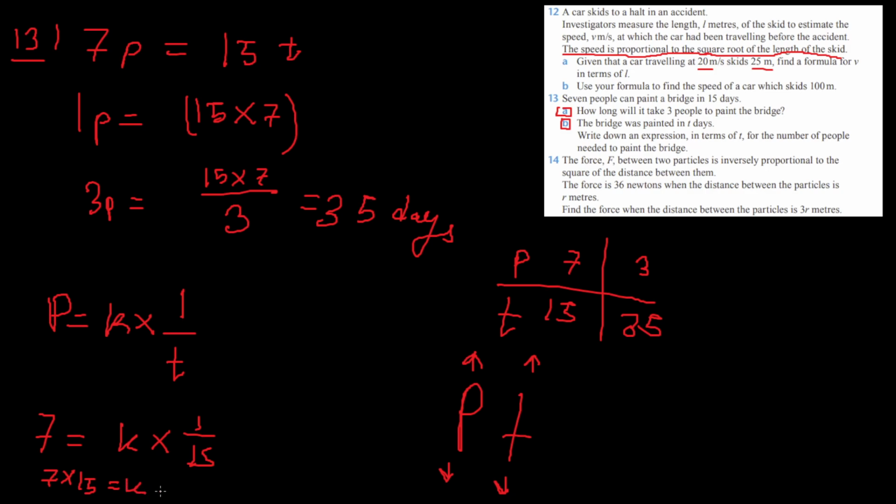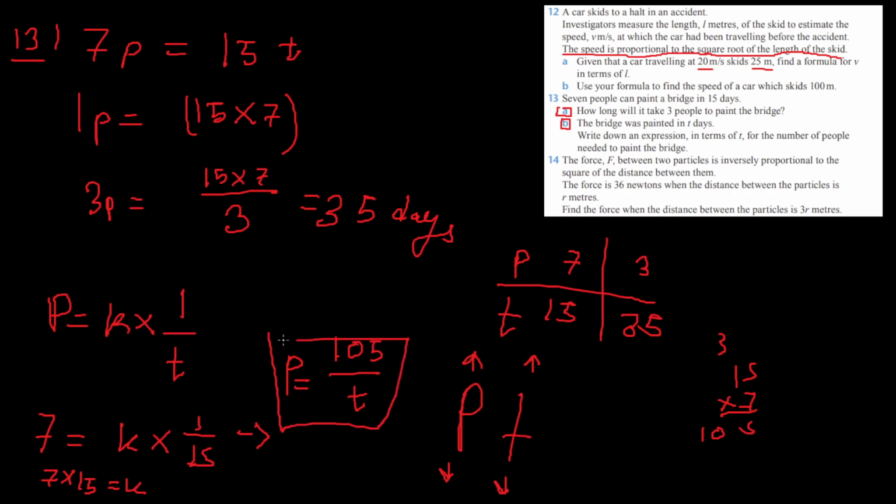And 7 times 15, we can plug into a calculator or just do it here. It's going to be 105. So our formula is going to be P equals 105 over T. This is going to be our expression. So we're done with part B. Let's move on to question 14.